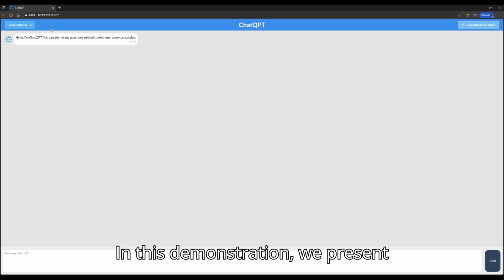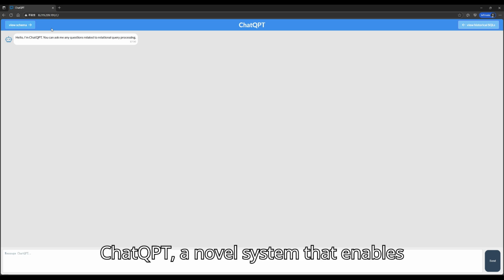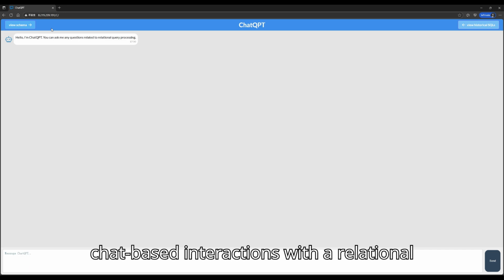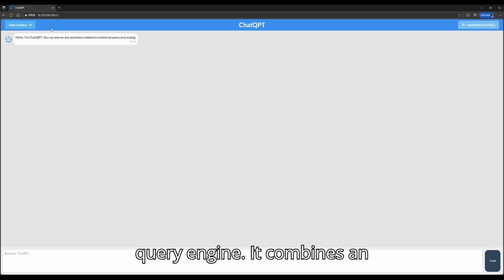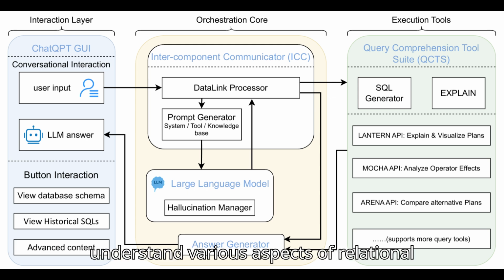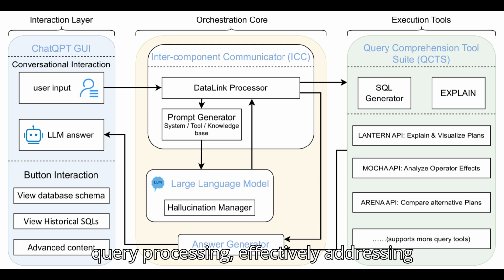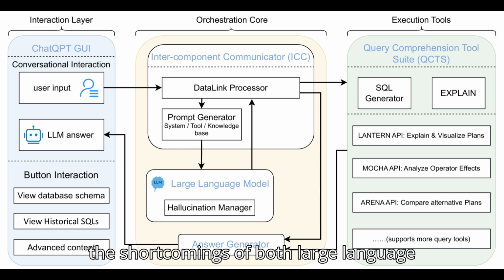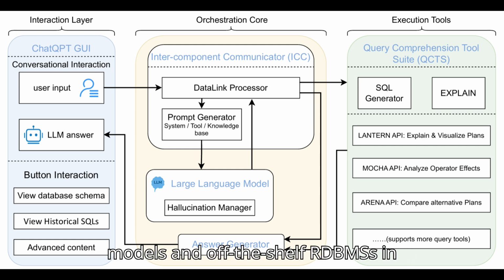In this demonstration, we present ChatQPT, a novel system that enables chat-based interactions with a relational query engine. It combines an LLM-powered interface with a set of specialized external tools tailored to understand various aspects of relational query processing, effectively addressing the shortcomings of both large language models and off-the-shelf RDBMSs in supporting accurate and effective conversations.